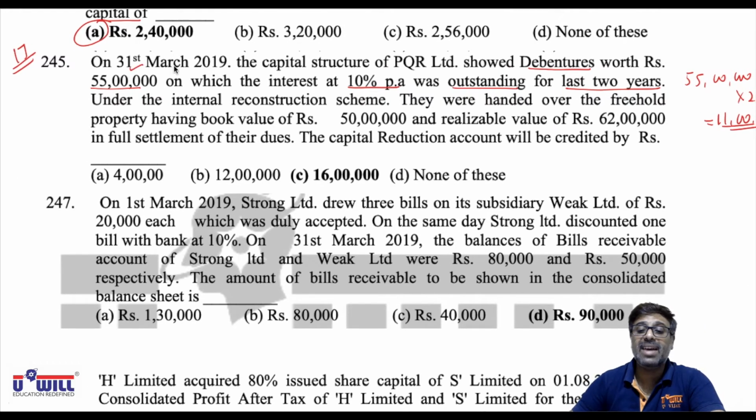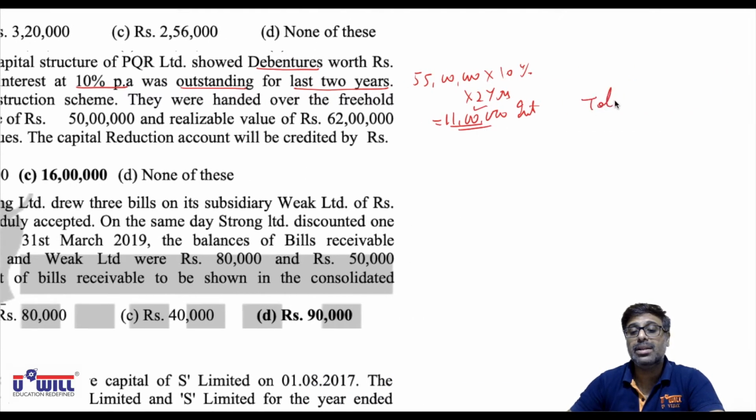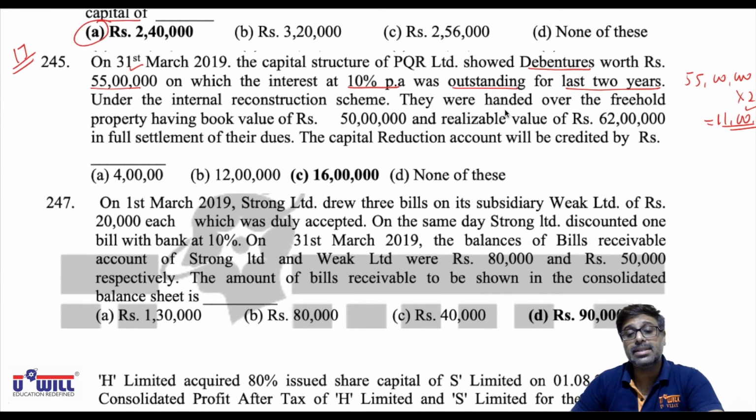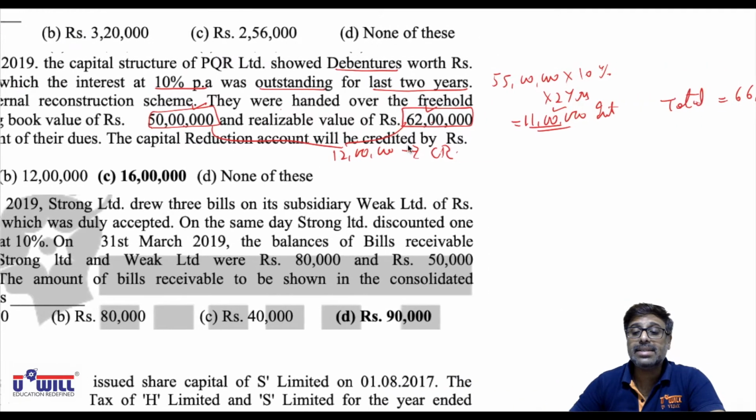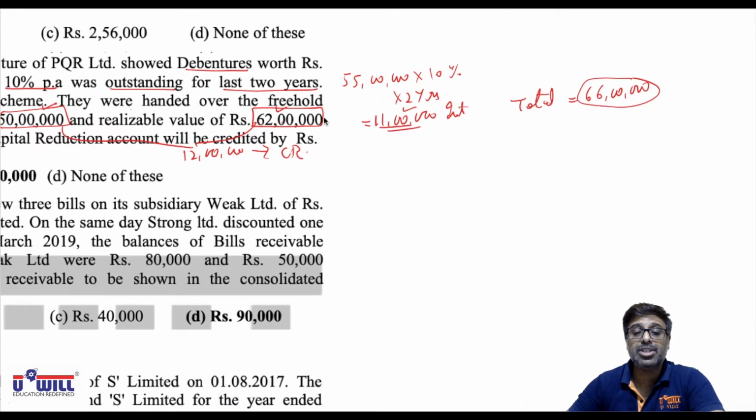We have to pay them 55 lakhs plus 11 lakhs, total 66 lakhs. Now, they were handed over the freehold property having book value of rupees 50 lakhs but realizable value of 62 lakhs. Against 50 lakhs, we are giving the freehold property at the realizable value of 62 lakhs. So between 50 and 62 lakhs, 12 lakhs is going to be transferred to capital reduction. Further, against 66 lakhs, we are paying them 62 lakhs only.